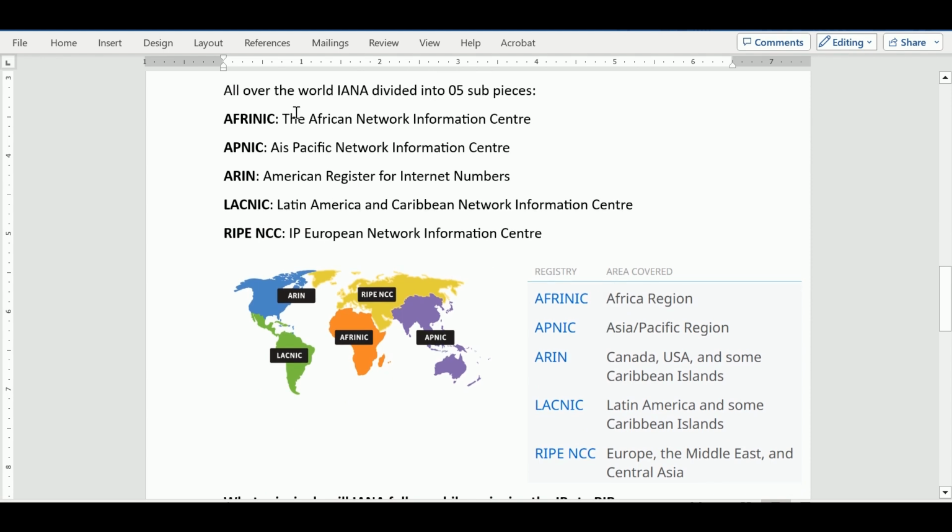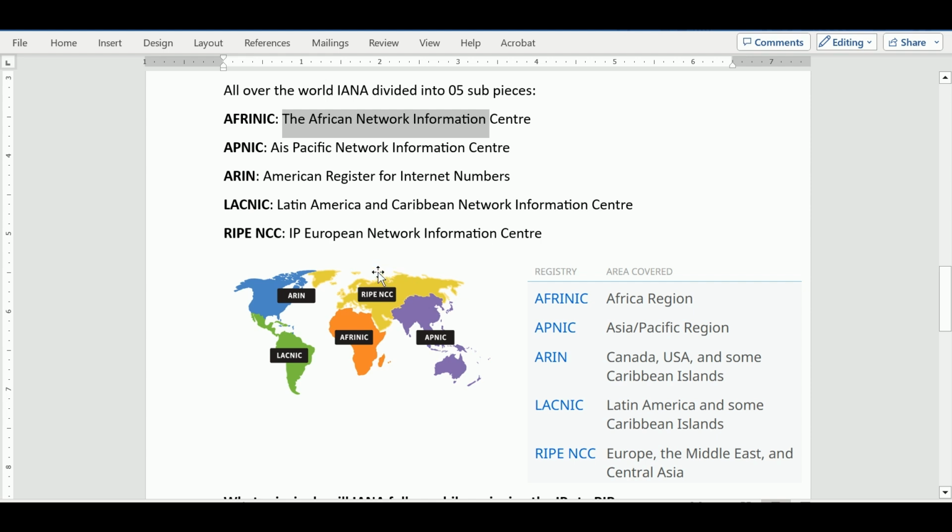So AFRINIC, the African Network Information Center. This complete region is one RIR. We will fall under the Asia Pacific region. So we are here. India, Bhutan, Nepal, Pakistan, Japan, China, Taiwan, all those will be part of Asia Pacific. Here there will be one Regional Internet Registry, and they will handle the services related to IP addresses, DNS entry registration, all those things.